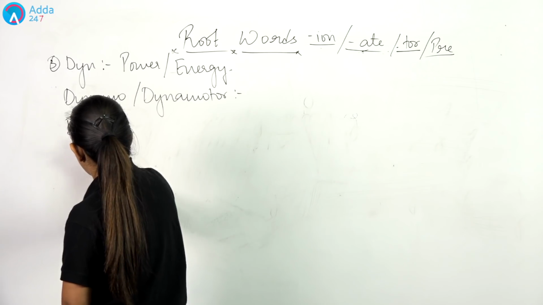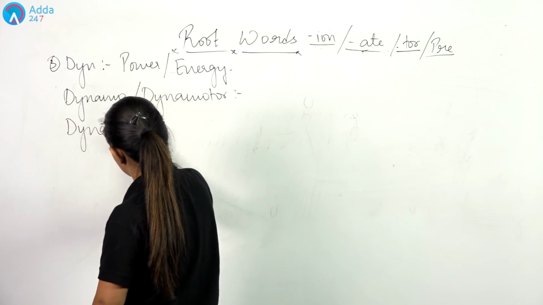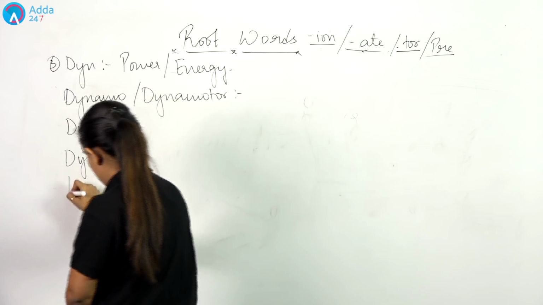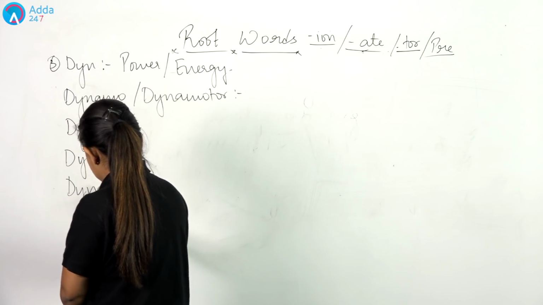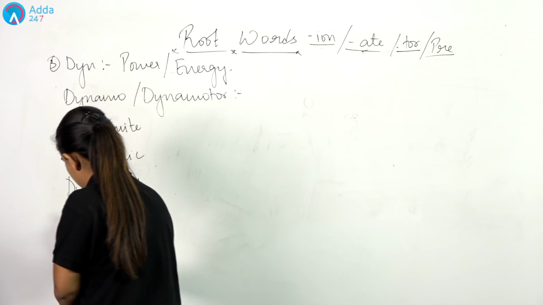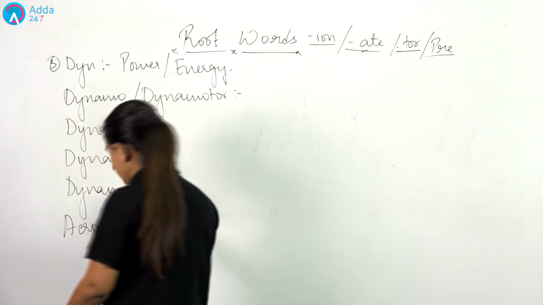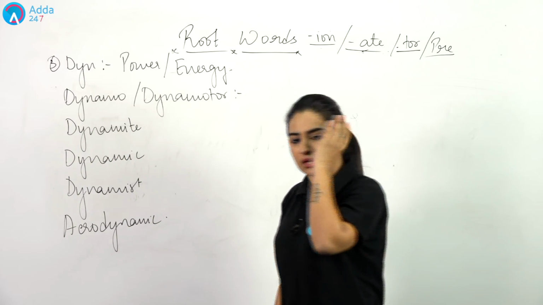Then we have dynamite, we have dynamic, we have dynamist, we have aerodynamics, right? Now you have a lot of words here.